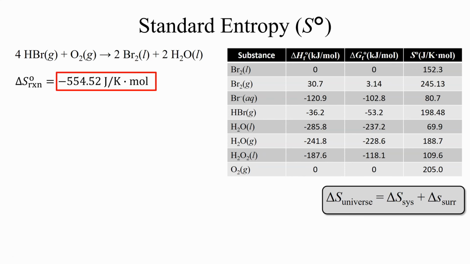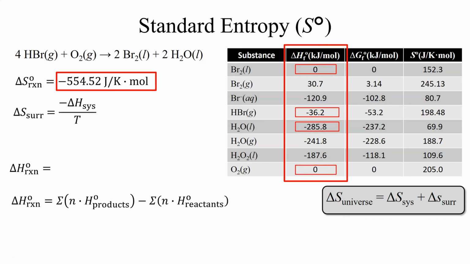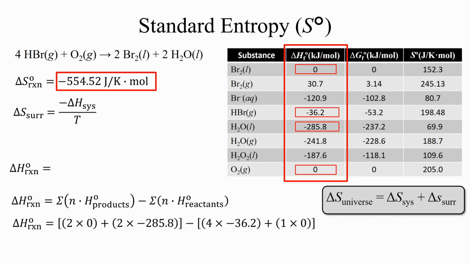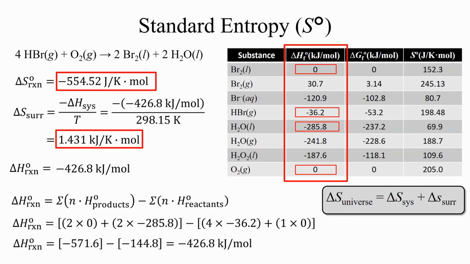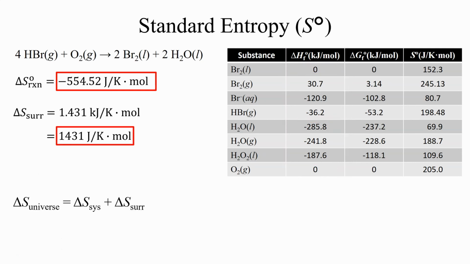Now we already calculated the entropy of this reaction. Now we need to go back and calculate the enthalpy of the reaction in order to determine what the entropy of the surroundings was. So just as we did before, we're going to take the column that includes the enthalpies of formation. We're going to take the enthalpies of formation of the products minus the enthalpies of formation of the reactants. That's going to give us our answer in kilojoules per mole. We're going to plug that in to calculate the entropy of the surroundings. And before we can use this value, we're going to have to convert it to joules per Kelvin per mole to match the entropy of the reaction.